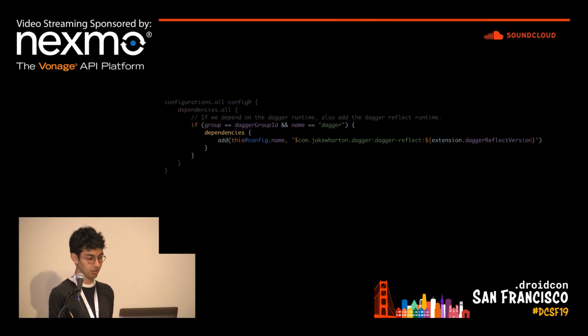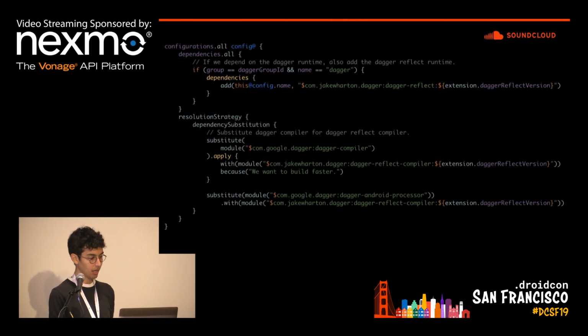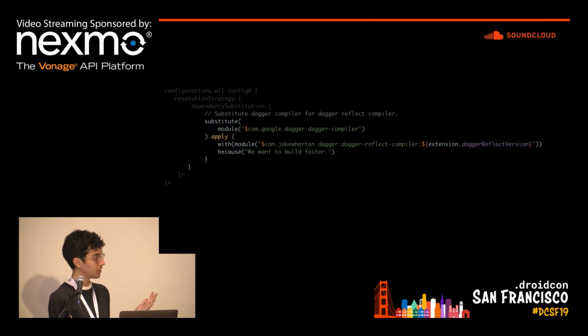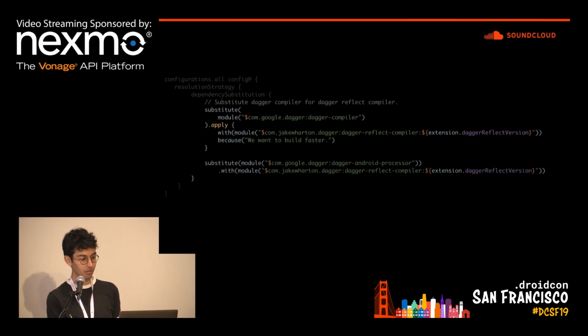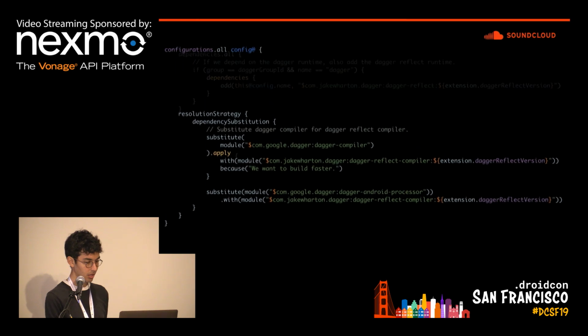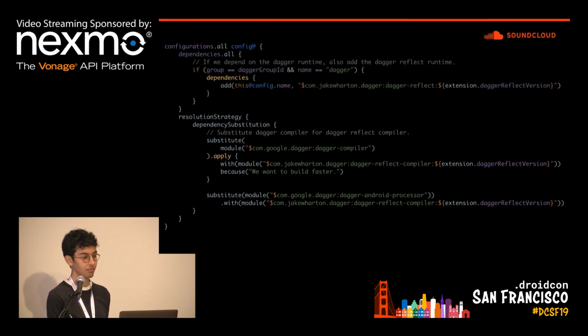That's basically what this piece of code is doing here. The next part is under the dependency substitution API. If it detects that you are depending on the Dagger compiler, it swaps it for the Dagger Reflect compiler. And then it also does the same thing for the Dagger Android processor. It swaps it for the Dagger Reflect compiler. It doesn't actually need to add the Dagger Reflect compiler because it should have already been added. But it just removes the Dagger Android processor from the compile path. And yeah, that's the whole plugin.